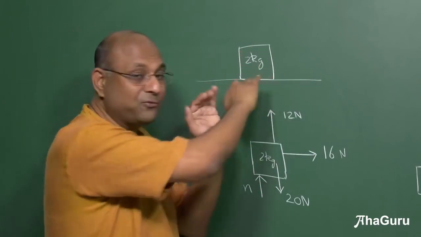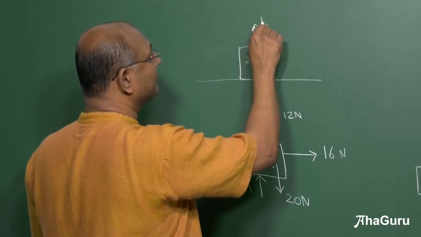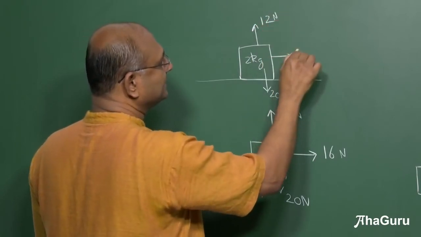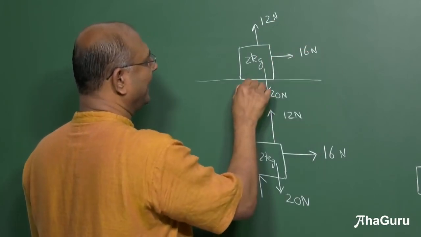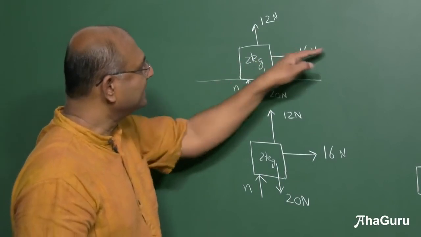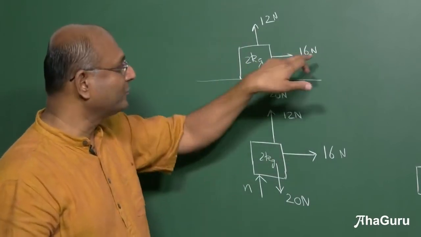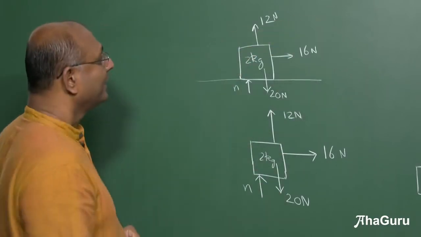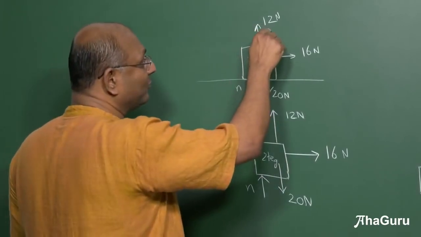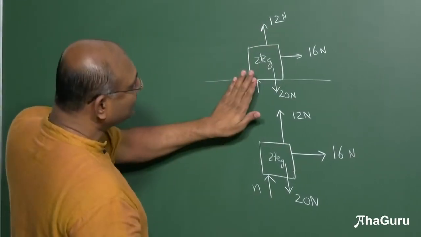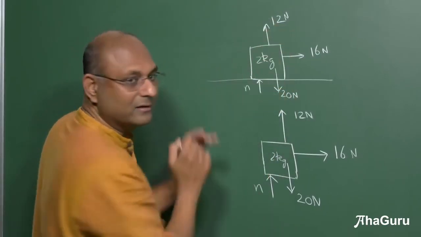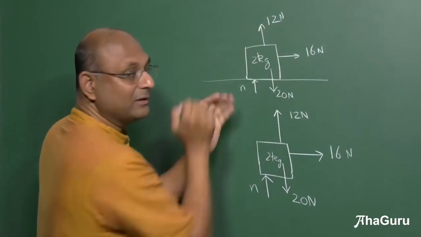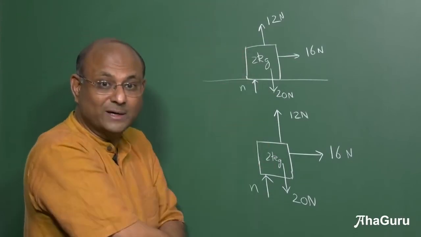Now let us draw it on the floor. Okay, so that means there is a 12, there is a 20, and there is a 16, and there is an N. Now, is this 16 going to make you go up or down? Is this going to affect vertical motion? No, this is a horizontal force, so I will not worry about this for now. Who is going to affect the vertical motion? 12, 20, N. Suppose N was not there, 12, 20. What is the sum of these two? If you add 12 and 20, what will you get? You will get 8 downwards.